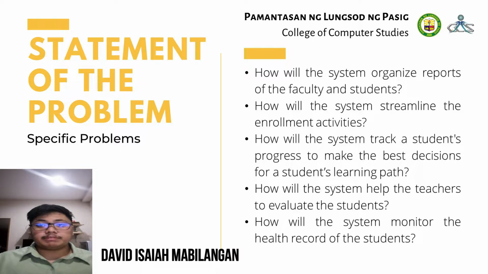There are 5 problems that we listed, which are: first, how will the system organize reports of the faculty and students? Second, how will the system streamline the enrollment activities? Third, how will the system track the students' progress to make the best decision for the students' learning path? Fourth, how will the system help the teachers to evaluate the students? And last, how will the system monitor the health record of the student.